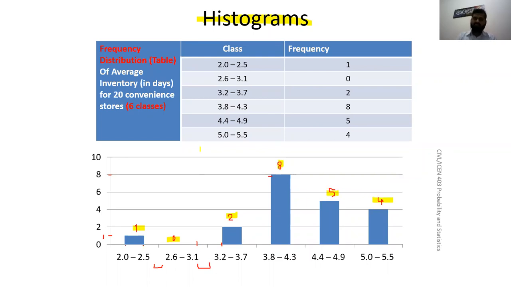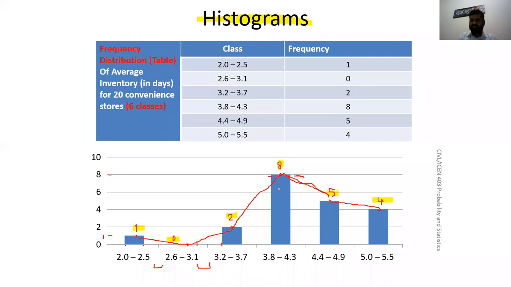If I join the midpoints, if I take the midpoint of this height, the midpoint of this one, the midpoint of this one, and join them with straight lines, not curves, right? I'm using the mouse here, so I'm having trouble, but if you join them with straight lines, this is called a frequency polygon.